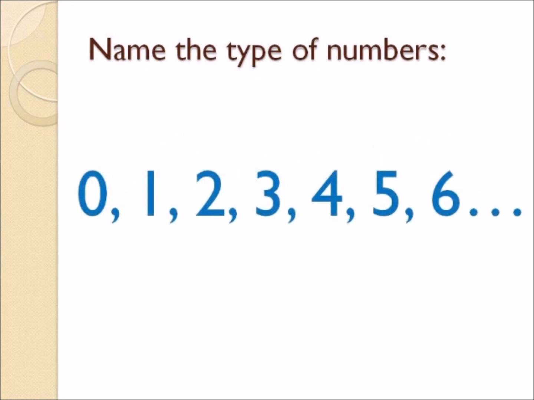Now, what are these? 0, 1, 2, 3, 4, 5, 6. Oh, this one is easy. 0, 1, 2, 3, 4, 5, 6, and so on. What do you call these numbers? Got it? Yes, whole numbers.